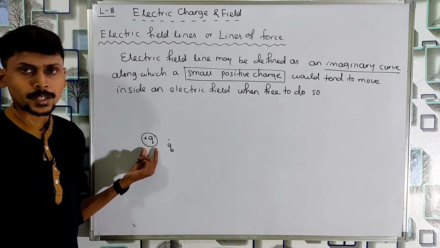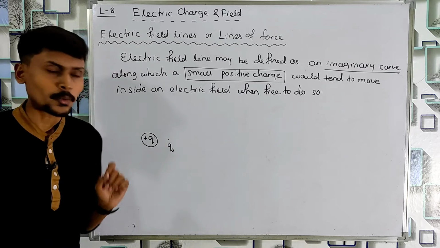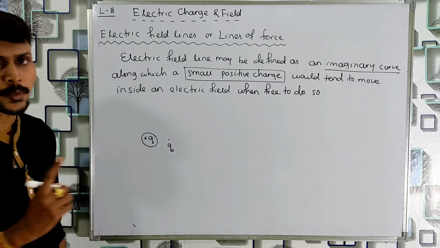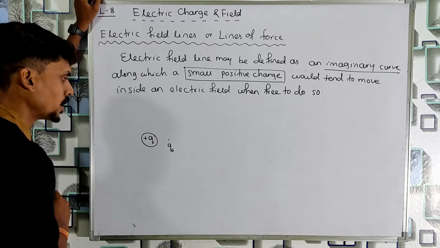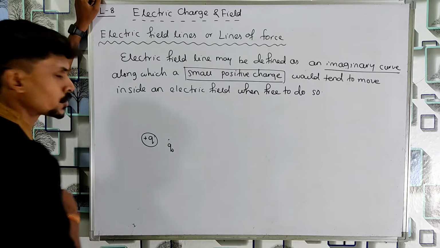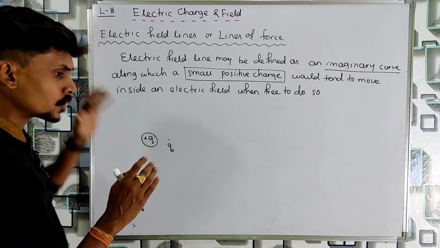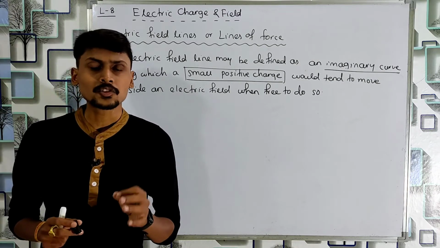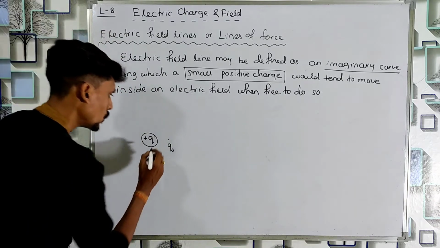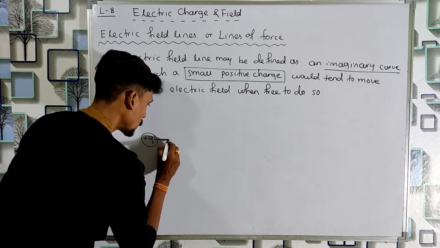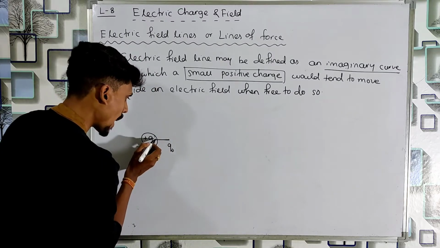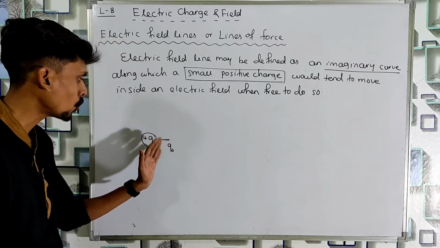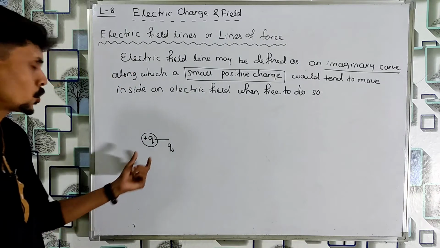The source charge is positive and the test charge is also positive. So this test charge will experience a repulsive force due to the source charge. And we know that Coulomb's force is a central force, meaning it acts along the line joining the two charges. So if you join the two charges with a line, the repulsive force will act along this line, and due to this repulsive force the test charge Q0 will move away from the source charge.